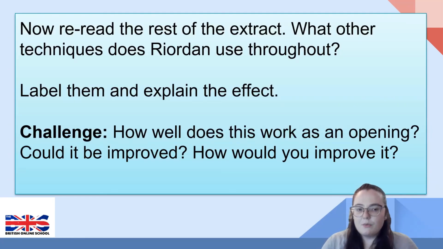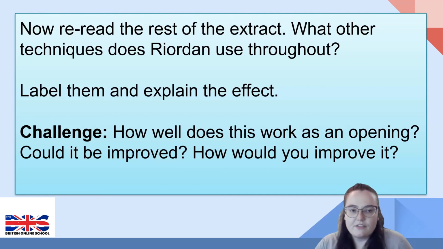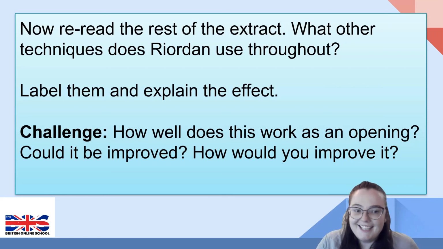So here we are with our main task for the rest of this lesson. What I would like you to do is to quickly reread or re-listen to the rest of the extract and think about what other techniques Riordan uses throughout. So you could think about things like metaphors or similes, if you remember what those are from primary school. If you don't, you could even have a look and Google those and see if you want to add those in. Think about the things we've talked about so far, okay?